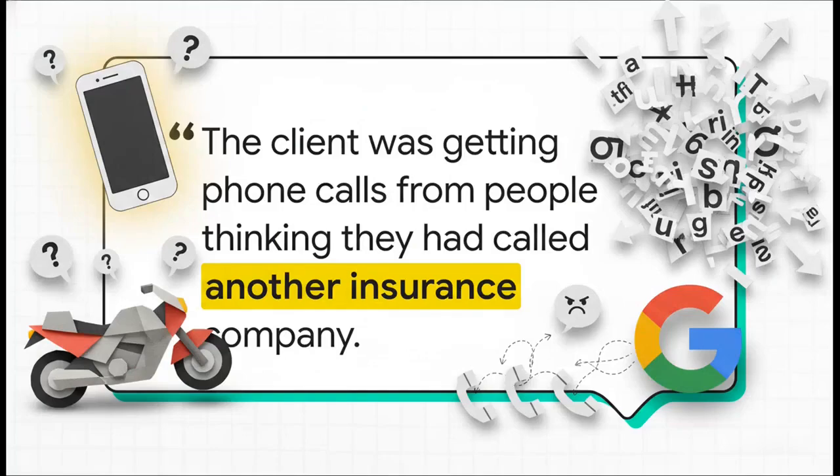This comes from a real campaign for a motorcycle insurance company. For years, their ads worked great. Then, all of a sudden, after Google made that shift to matching meaning, the client started getting all these angry, confused phone calls. People were calling them, all right, but they were looking for a totally different company.